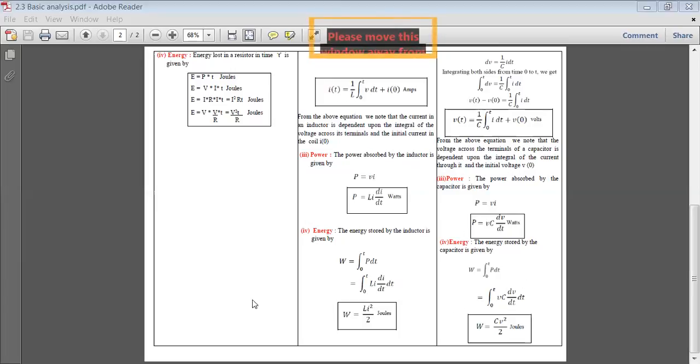These are the different kinds of formulas. We have studied the mathematical analysis of resistance, inductance, and capacitance. We have studied only the current through the element, the voltage across the element, the power taken by the element, and the energy. What is the energy given by the respective elements? These are the different kinds of formulas related to the elements.